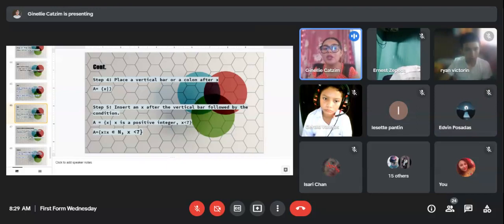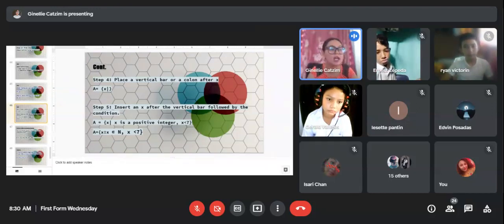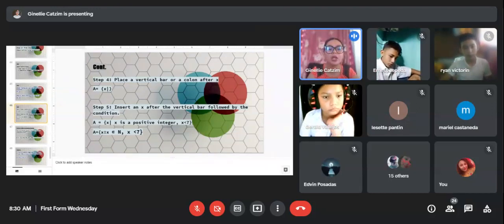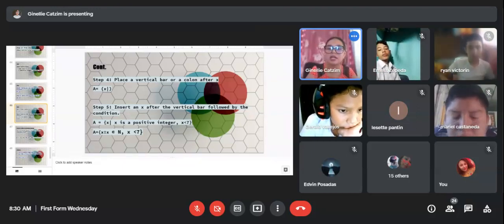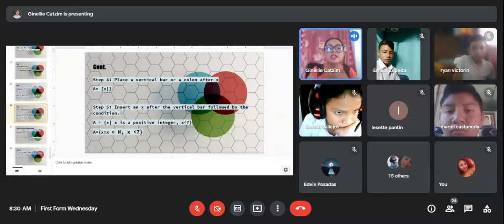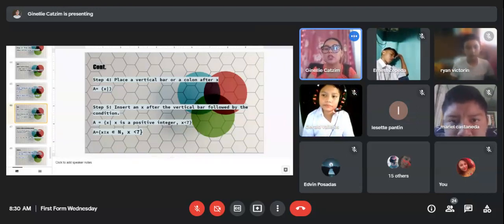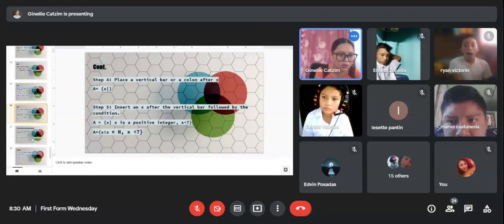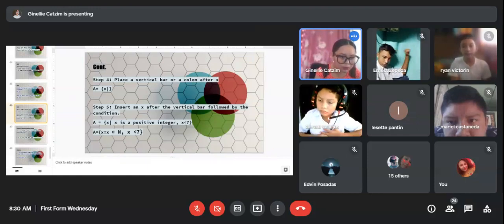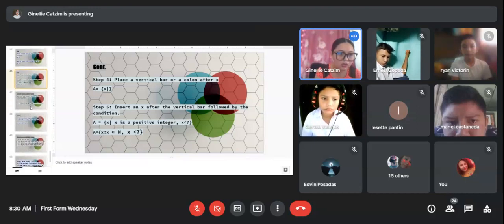Now, for those of you that are more familiar with the symbols and everything, you could also represent it like I have down there: A equals x, where x is an element of the natural numbers and x is less than 7. So at the end, this is how your set builder notation should look. You should follow these steps so that you do not get confused, right?